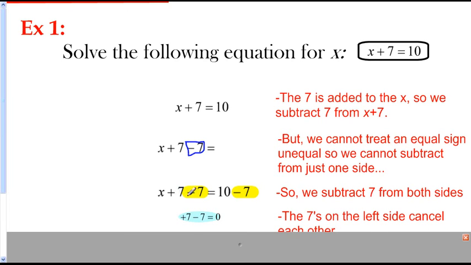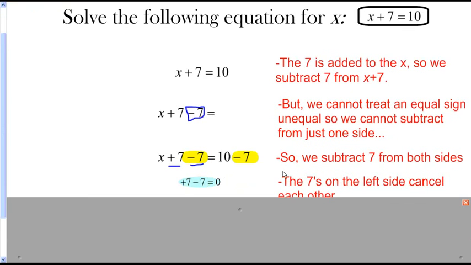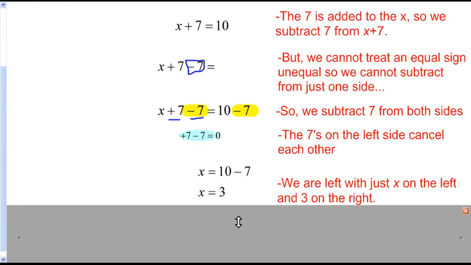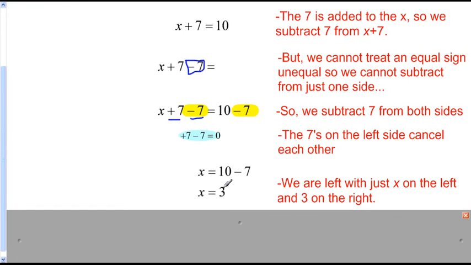So now you know that this plus 7 and the minus 7 cancel out to give us 0. Then we have, on the other side, 10 minus 7 gives us 3. So since the plus 7 minus 7 gives us 0, we're left with just the x on that side. And 10 minus 7 here gives us 3. So that is our final solution.